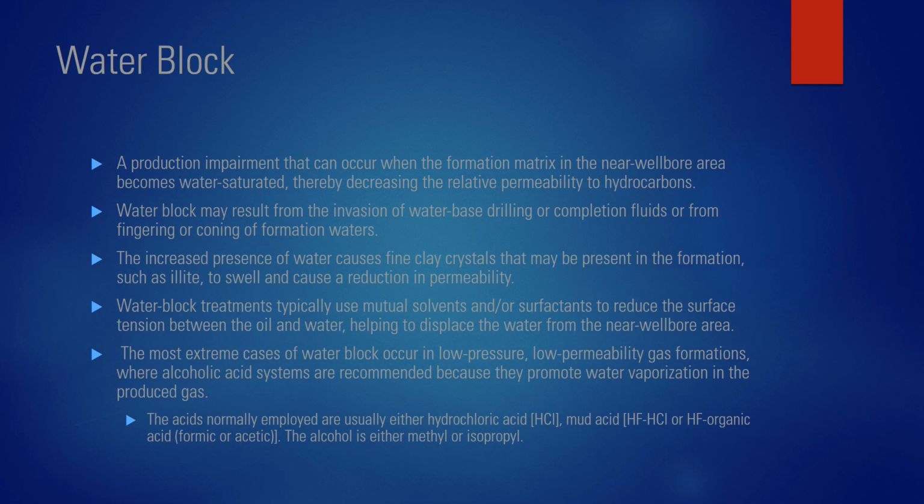The most extreme cases of water block occur in low-pressure, low-permeability gas formations, where alcoholic acid systems are recommended because they promote water vaporization in the produced gas. The acids normally employed are usually either hydrofluoric acid, hydrofluoric acid mix, or hydrofluoric organic acid mix, wherein the organic acid is formic or acetic. The alcohol is either methyl or isopropyl.